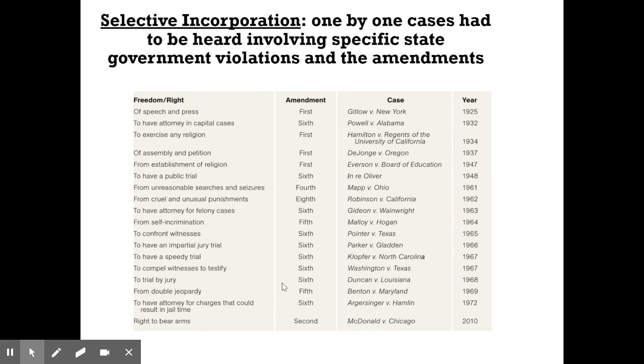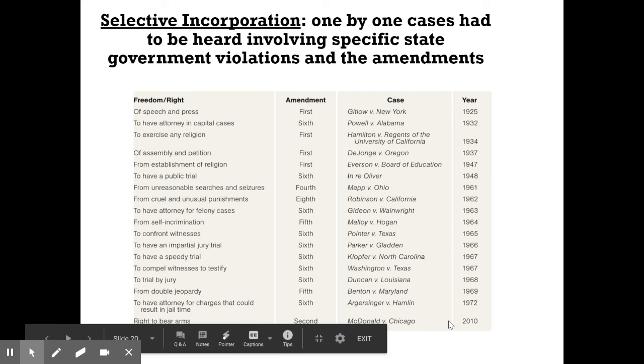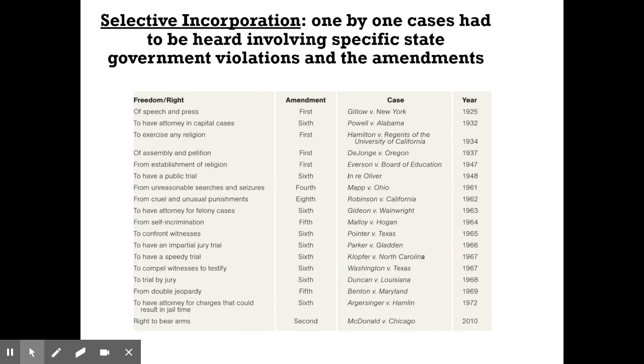And you can see all the way down to 2010, it's not until 2010 that the Second Amendment, the right to bear arms, is fully incorporated, meaning the McDonald v. Chicago case requires states not to take away a citizen's right to bear arms. So that's fairly recent in American history.